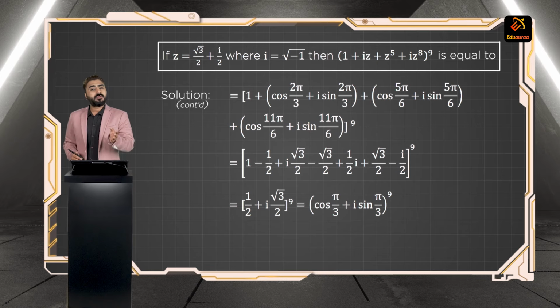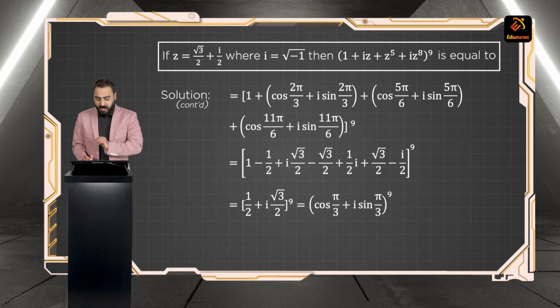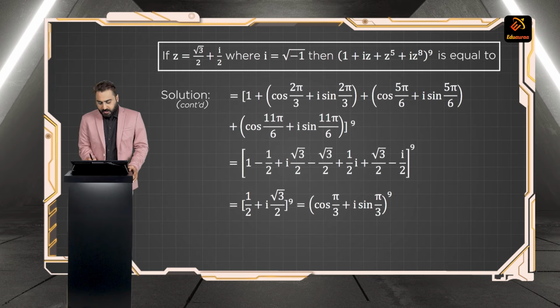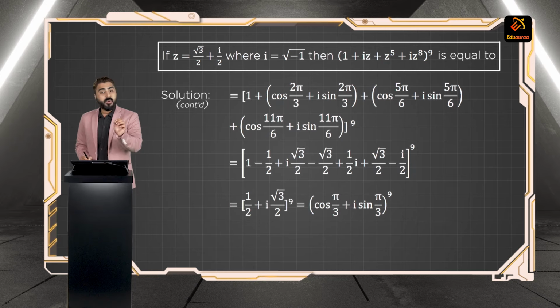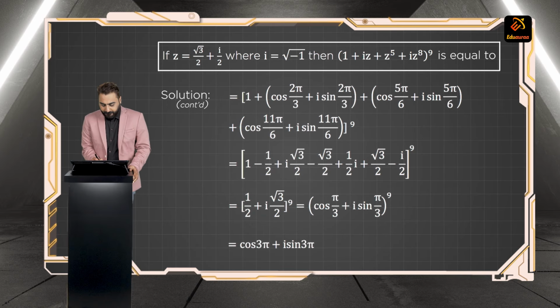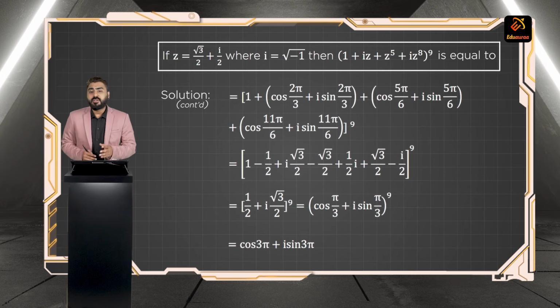And students, what is this? This is nothing but (cos pi by 3 plus i sin pi by 3) whole raised to 9. Now students, (cos pi by 3 plus i sin pi by 3) whole raised to 9 can be written as cos of 3 pi plus i sin of 3 pi. So students, which form? Yes, we have used our De Moivre's theorem.